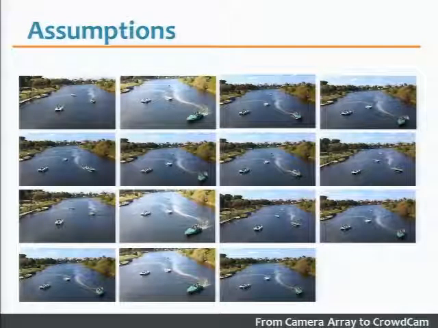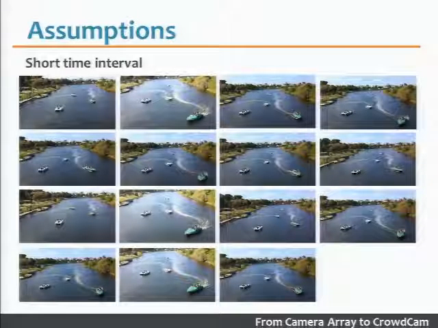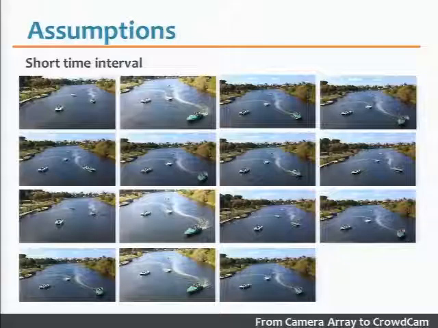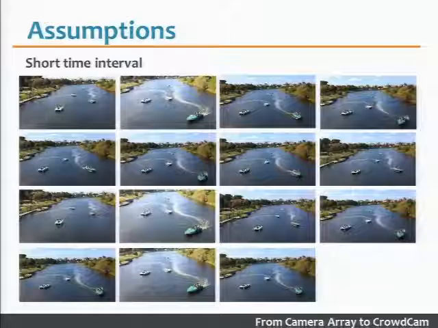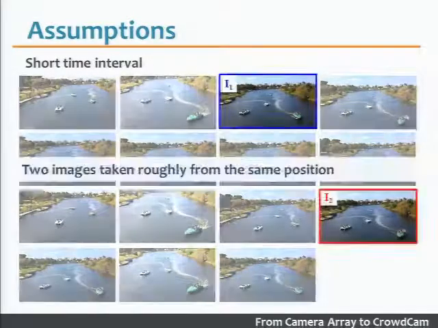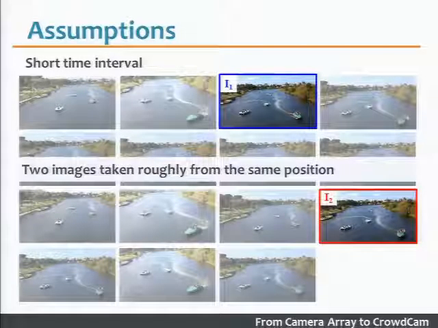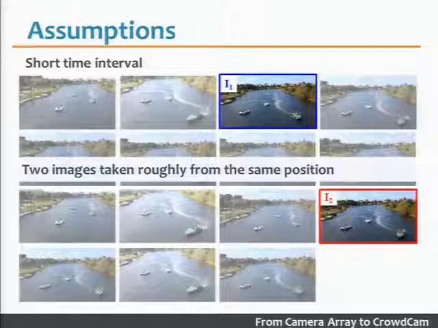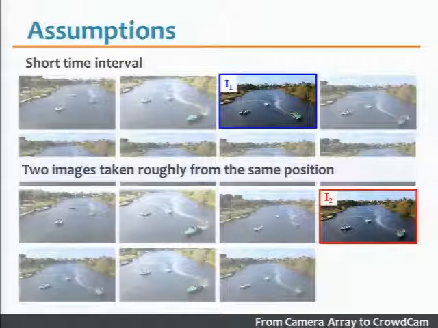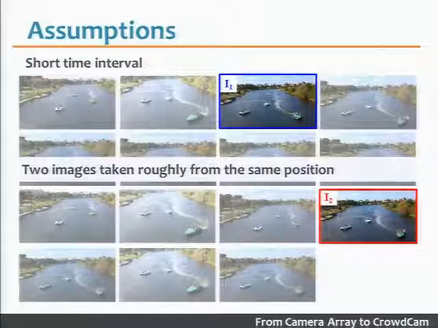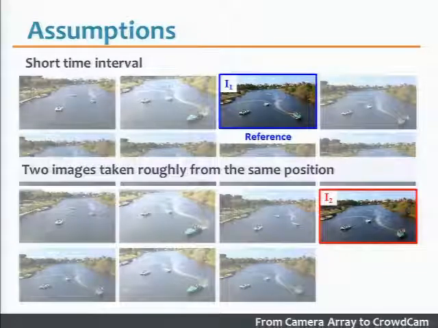We have several assumptions. First, we assume that the images are taken within a short time interval. The extension to longer time intervals can be done by using the imprecise clocks of the cameras. And we assume the images were taken approximately from the same position. And this is a reasonable assumption because people often take many pictures and they don't tend to move much while they capture the images. And we choose one of them to be the reference image.